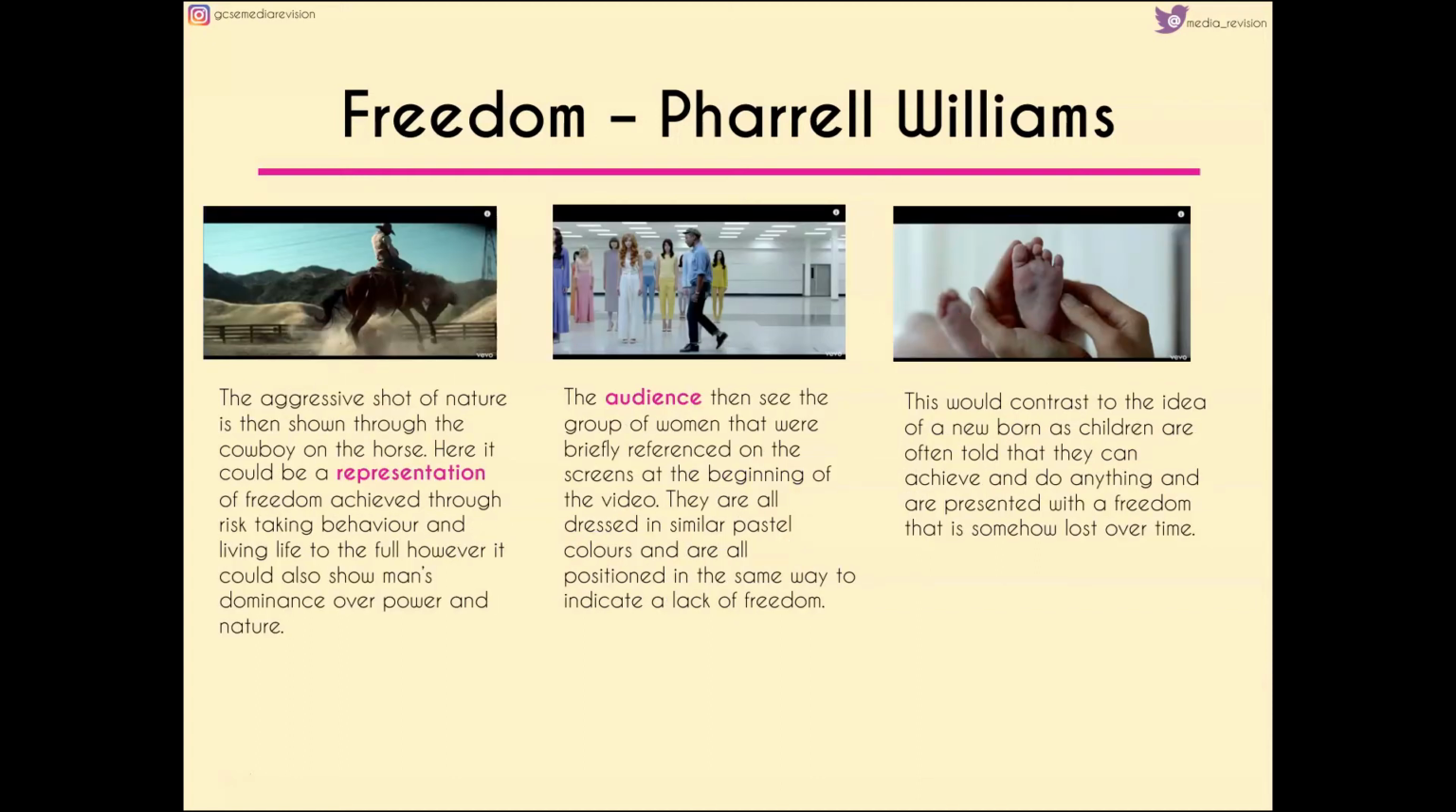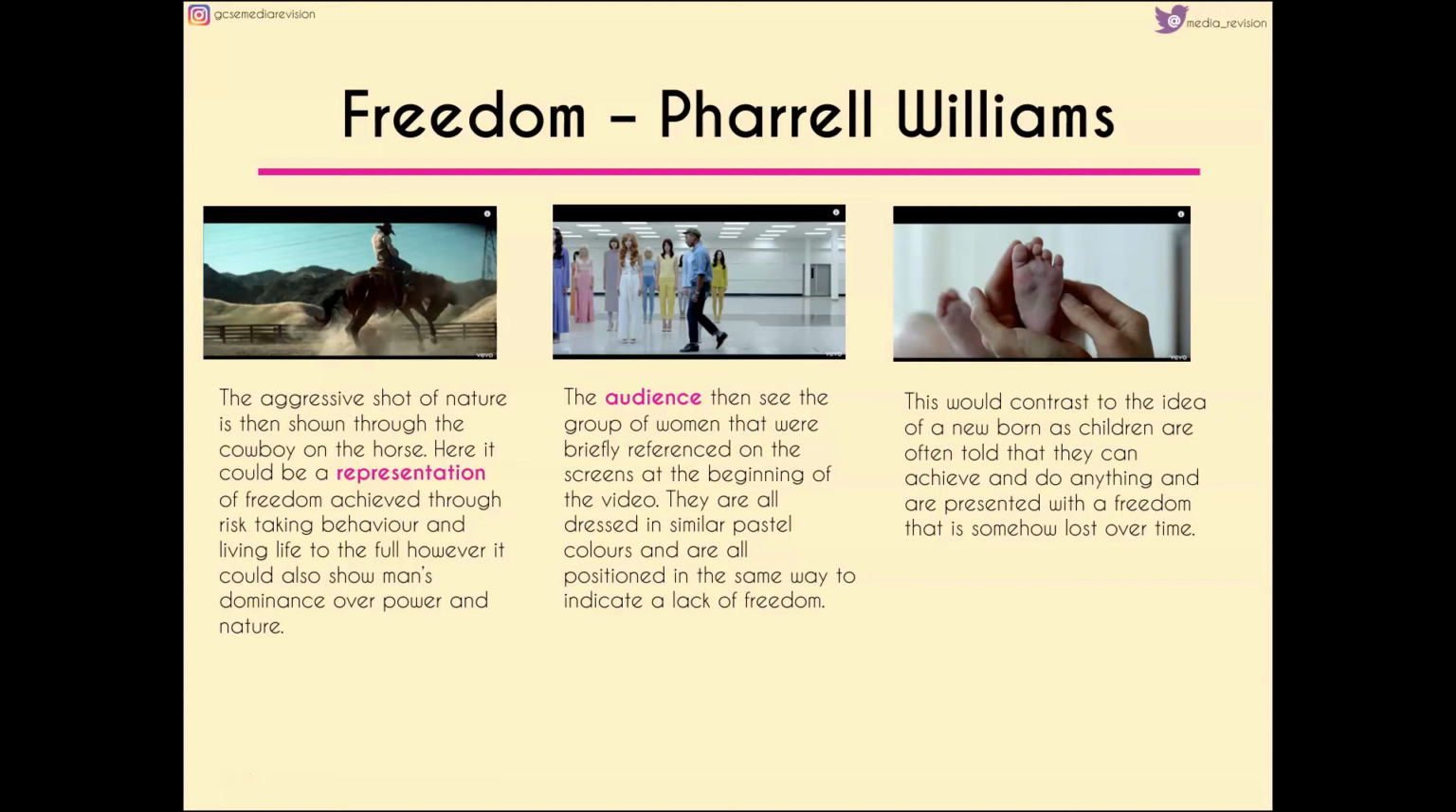The aggressive shots continue as we move through to see the cowboy on the horse. Could be a representation of freedom achieved through risk-taking behaviour, but it could also show the lack of freedom of nature in the sense that man seems to be more dominant over nature and seems to have more power here.